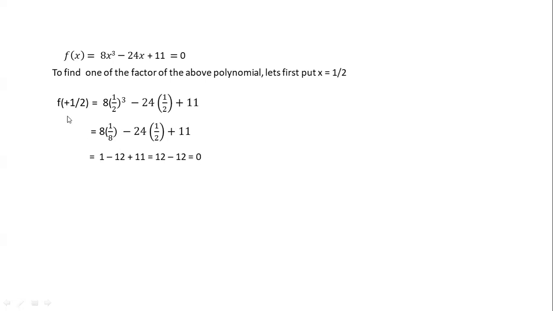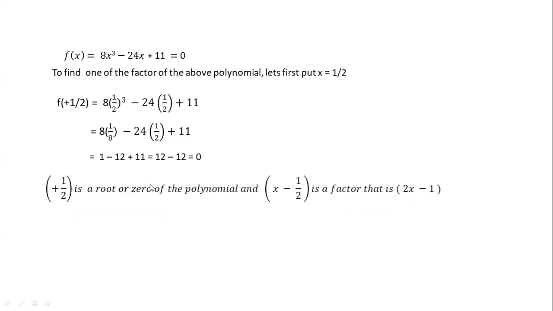So by putting this value we are getting the value 0, which means this is one of the roots of the polynomial. So 1 by 2 is a root, or sometimes in some books we say it is a 0 of the polynomial. So plus 1 by 2 is a 0 of the polynomial, and so its factor will be x minus 1 by 2 by the factor theorem. So x minus 1 by 2 is a factor, that is 2x minus 1.